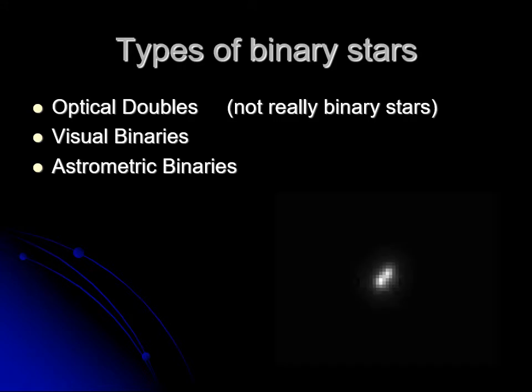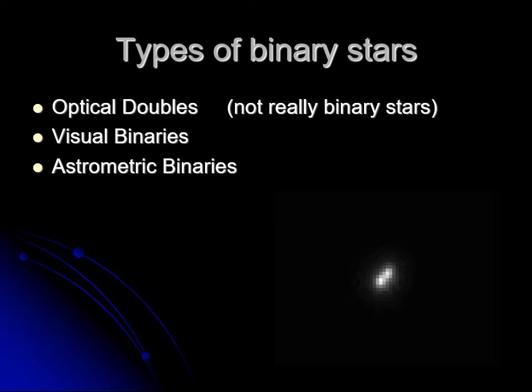An optical double is not really a binary star. But there are stars that really are close together and orbiting each other, and those are binaries. If they are far enough apart and the star is close enough for us to see, then in the telescope we can see that we have two stars there. In that case, we say it is a visual binary.